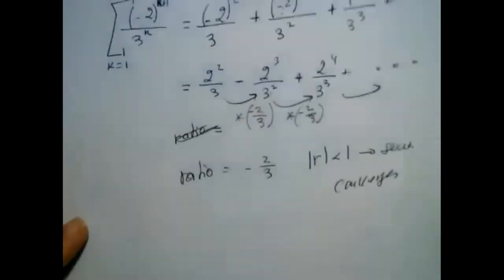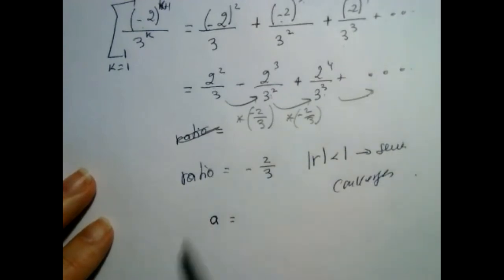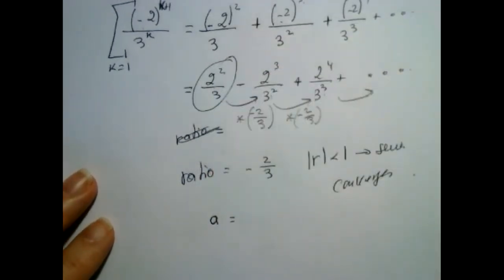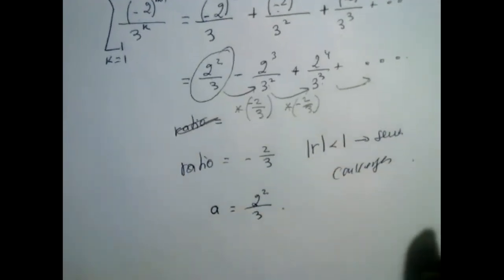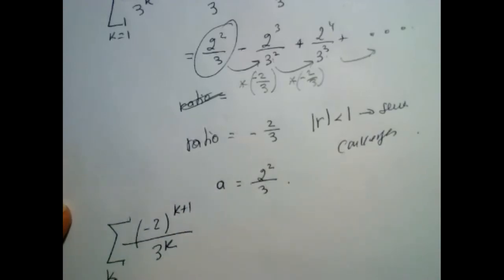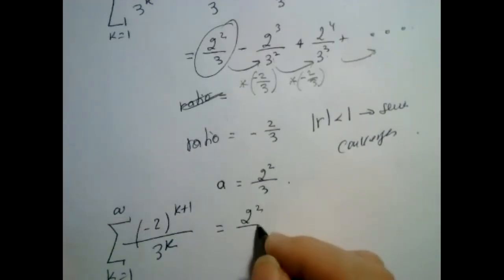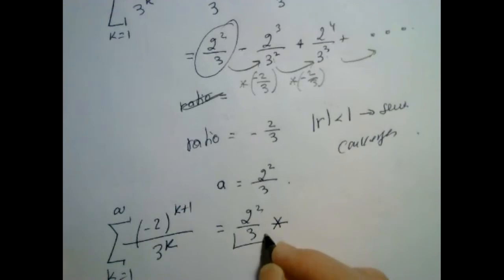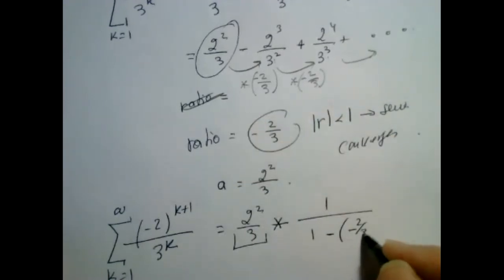That's step number 1. Step number 2, what's the sum? To be able to find the sum, I need the first term. So my first term here is 2 squared over 3. And now we apply the formula. So if I start adding those quantities, k equal 1 to infinity, that's the sum: the first term, 2 squared over 3, times 1 over 1 minus the ratio. Be careful, the ratio is negative.